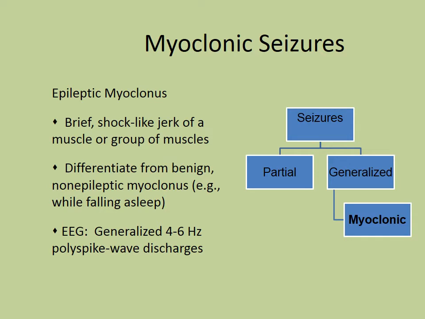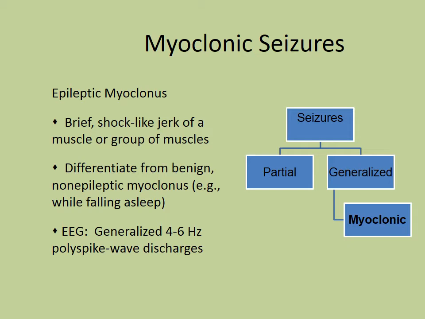Myoclonic is another type of generalized seizure that may also be missed based on how quick it is. They usually involve brief shock-like jerks of a muscle or groups of muscles. It can occur in healthy people, like when you are falling asleep. Do you ever jerk awake? Well, that's a normal response, but that's also what a seizure would be like.